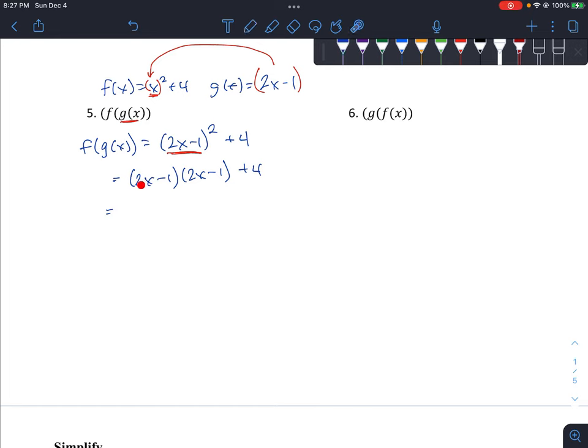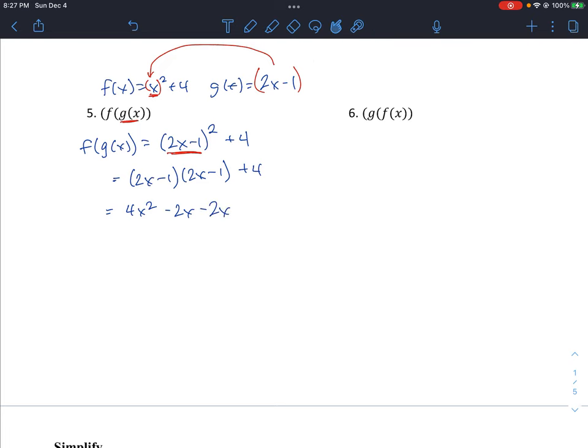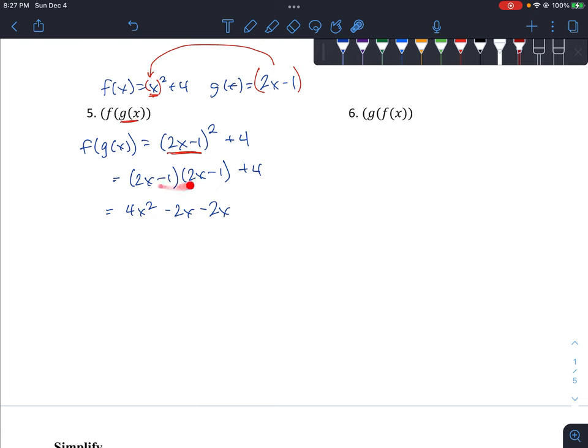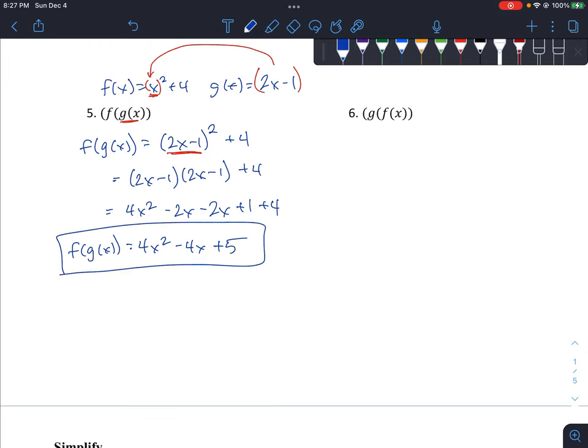So the first term, 2x times 2x, is 4x squared. 2x times negative 1 is minus 2x. Negative 1 times 2x is minus 2x. Negative 1 times negative 1 is positive 1, and then plus 4. And then let's go ahead and clean up a little bit. So the 4x squared, this is going to be negative 4x when I subtract those together, and that's going to become positive 5. And so that should be that right there.